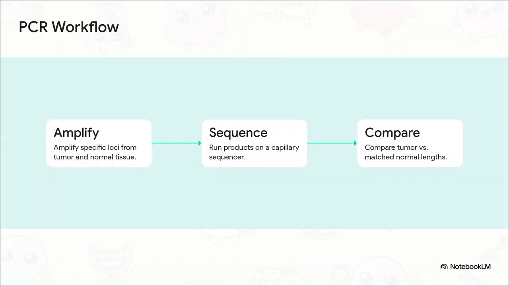Then we have the traditional gold standard, PCR. This takes a much more direct approach. It follows a specific 3-step molecular workflow to physically measure the length of the genetic stutters. You amplify the DNA from both the tumor and a sample of normal tissue, you run it through a sequencer, and you physically compare the lengths. If the tumor's DNA fragments are a totally different size than the normal tissue, bam, you've got instability.